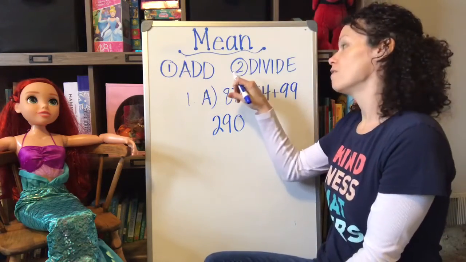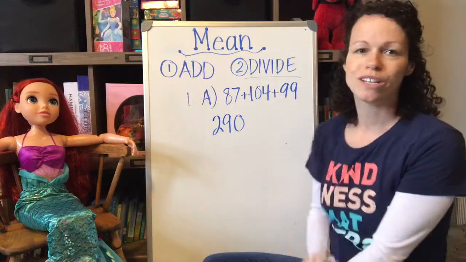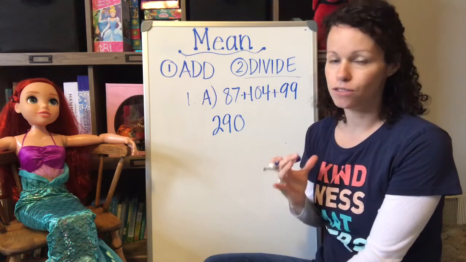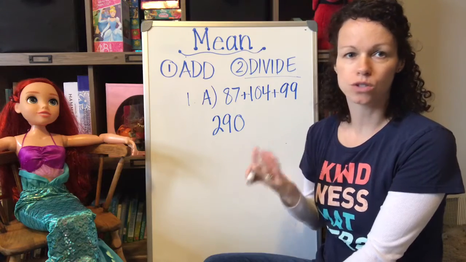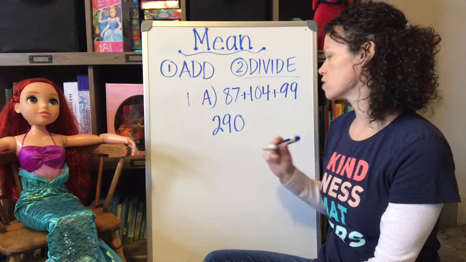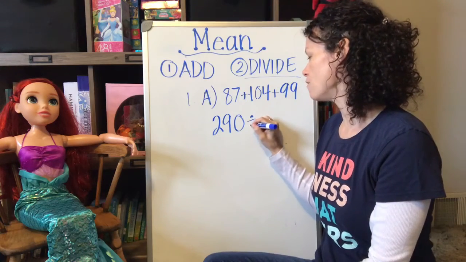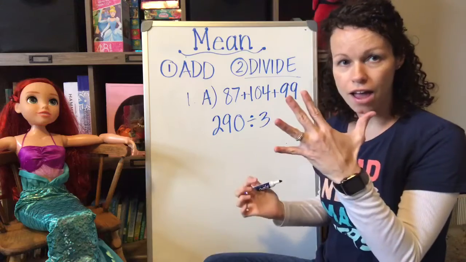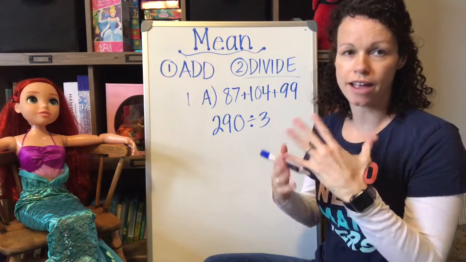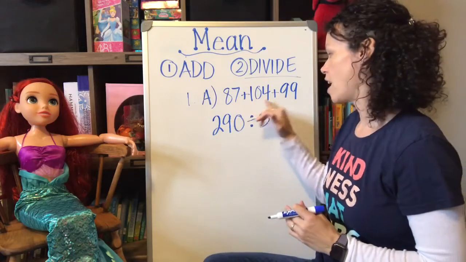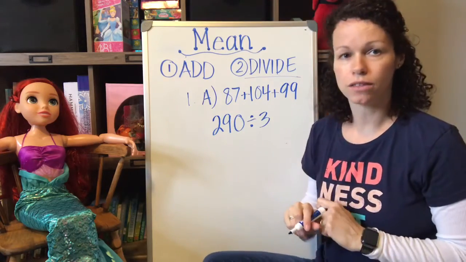But we can't forget our step 2, which is to divide. So to know what to divide by, we have to go back and see how many scores we had here. So we had 1, 2, 3 scores in this example. So we're going to divide by 3. In the last problem, I had 5 test scores that I added up. So that's why I divided by 5. Here, I just added 3 numbers, so that's why I'm dividing by 3.